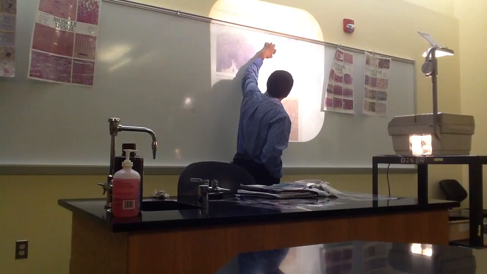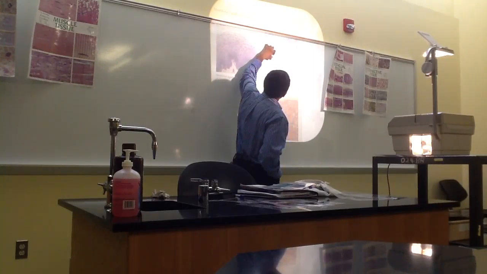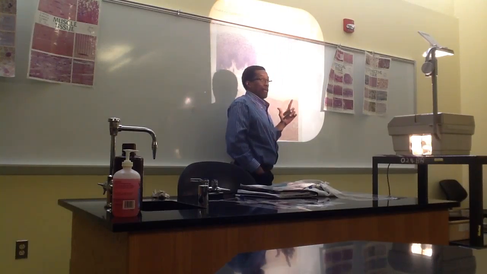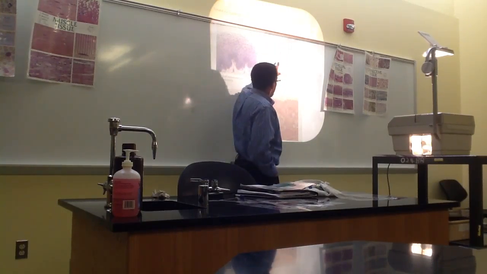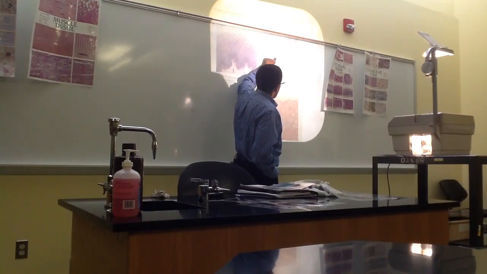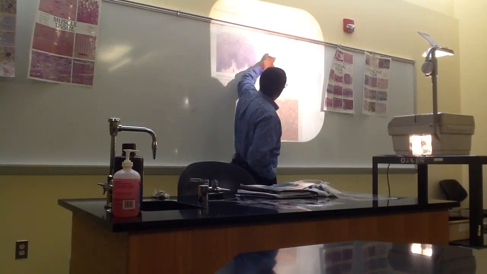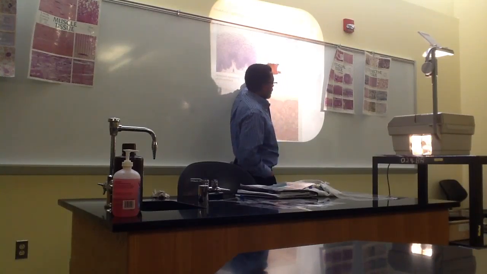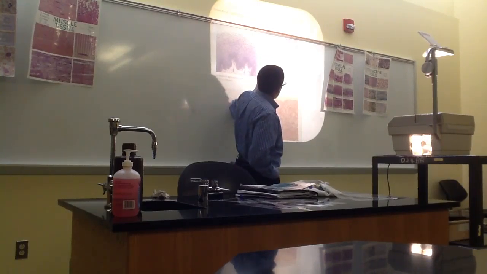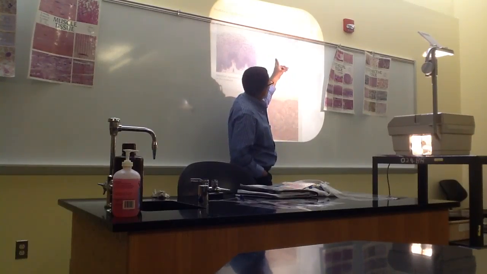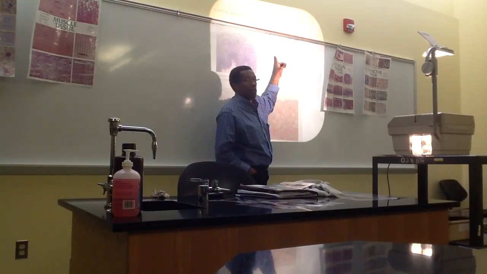So how many layers of cells do we have? 2 layers of cells. That's enough to make it stratified. Okay, now we have to determine the shape of the cells near the free space. So what would be the shape of these cells? Cuboidal, as identified by the round nucleus that's almost in the center. So that's how you would identify this as being stratified, because it's 2 layers. Cuboidal, because the cell layer next to the free space is cuboidal cells.